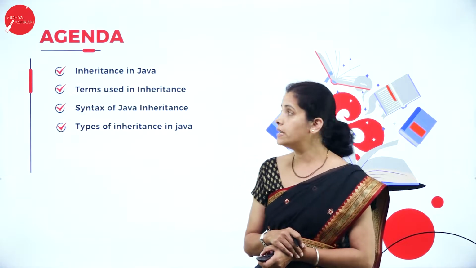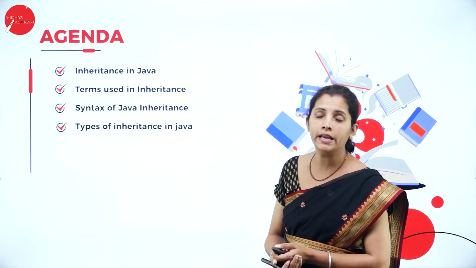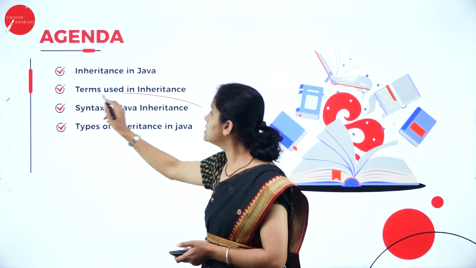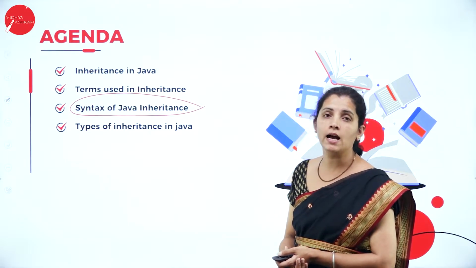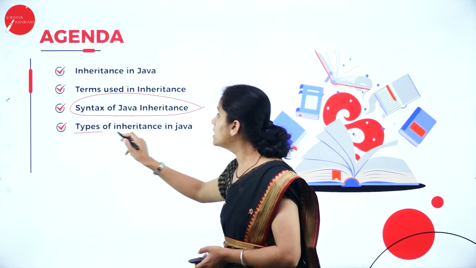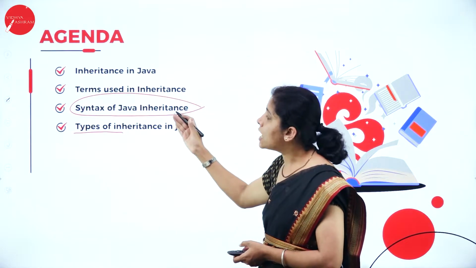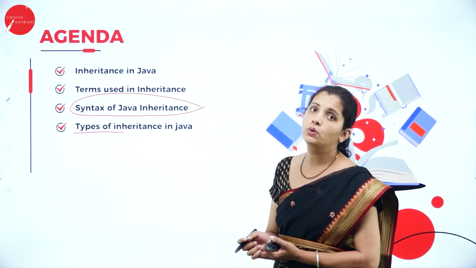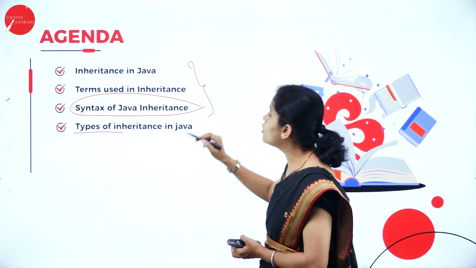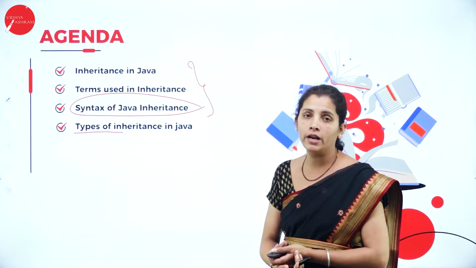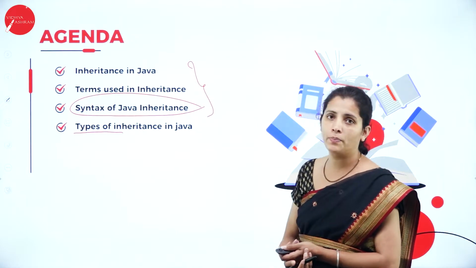So dear student, in my second unit, I am going to discuss what is inheritance and what is the need of inheritance. Along with that, the certain terms used in inheritance and syntax of Java inheritance. Along with that, I am going to deal with types of inheritance. So dear student, these are the certain topics I am going to deal with in today's session. And this topic is very important, and you can expect one sure question under this topic.